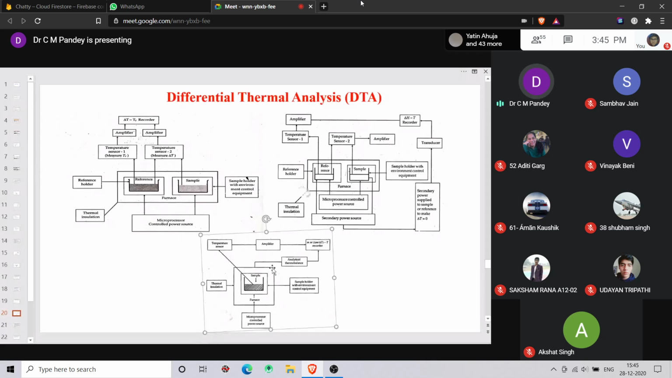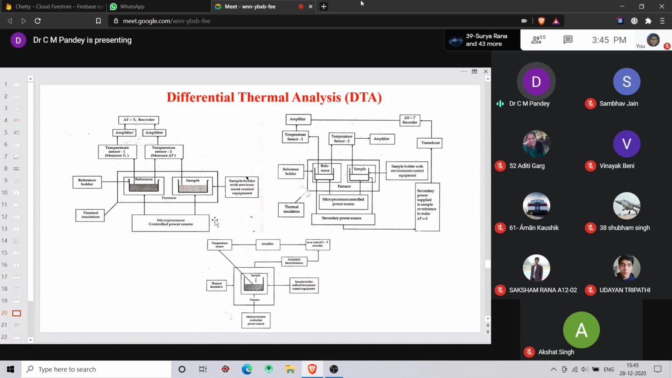Now what you have to do, what will you do at home? We have discussed the instrumentation, okay? Once you go home, on what will you make notes? The instrumentation I have given as a block diagram, right? In case of TGA, I have discussed what is the furnace, how it is controlled, the sample holder with microprocessor control unit. For DTA and DSC, you have to write about the instrumentation, right? This is the pictorial representation, but you have to write something about the instrument, right?